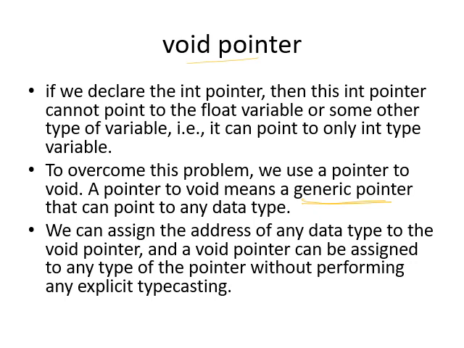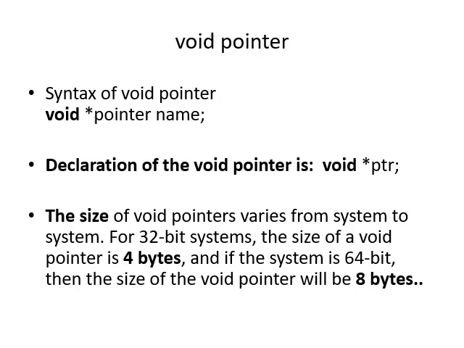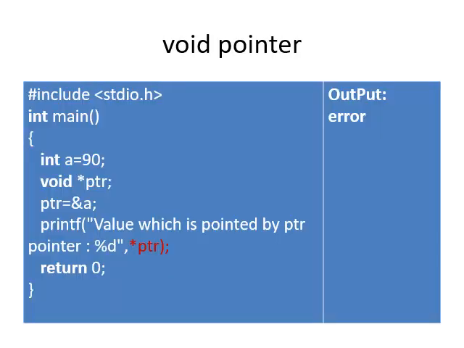As per the variables which are declared, we can use those pointers as per our requirement. For that purpose, we will create a void pointer. Depending upon the next steps, we can use the pointer as per the data type of the declared variables. This is the syntax: void and pointer name, and we declare it as void star ptr. In a 32-bit system, the size of the pointer will generally be 4 bytes. In a 64-bit system, the size of the pointer will be 8 bytes.